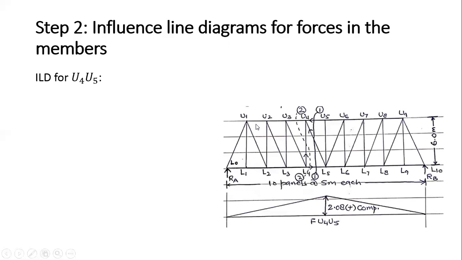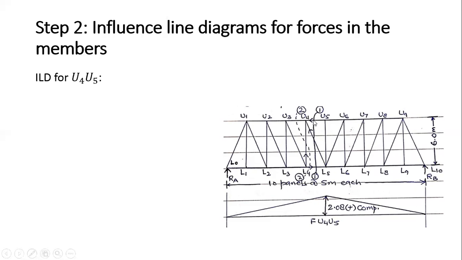Now look here, this is my truss. Every member in the top chord I denote as U for upper: U1, U2, U3, U4. For lower members I choose the letter L: L1, L2, L3, and so on. So here U4, U5, both are U, that means it is an upper chord. I have to design a member in the central chord, so I have to choose this member U4, U5.